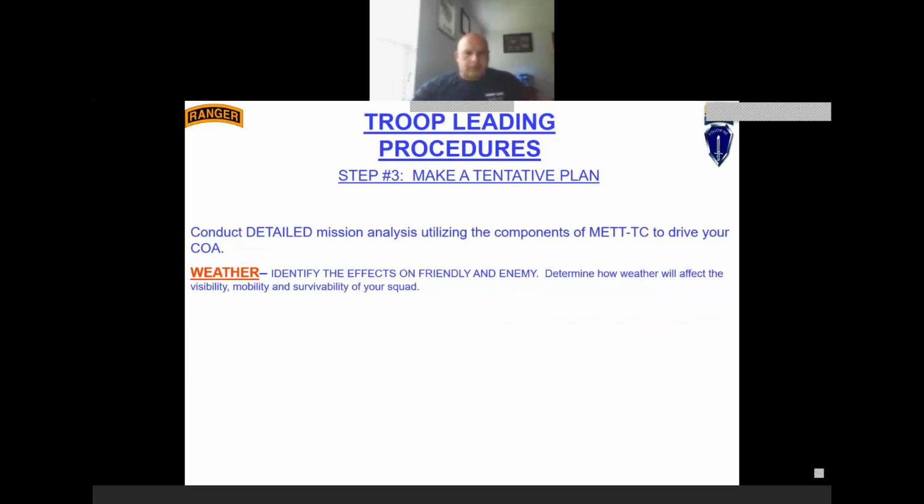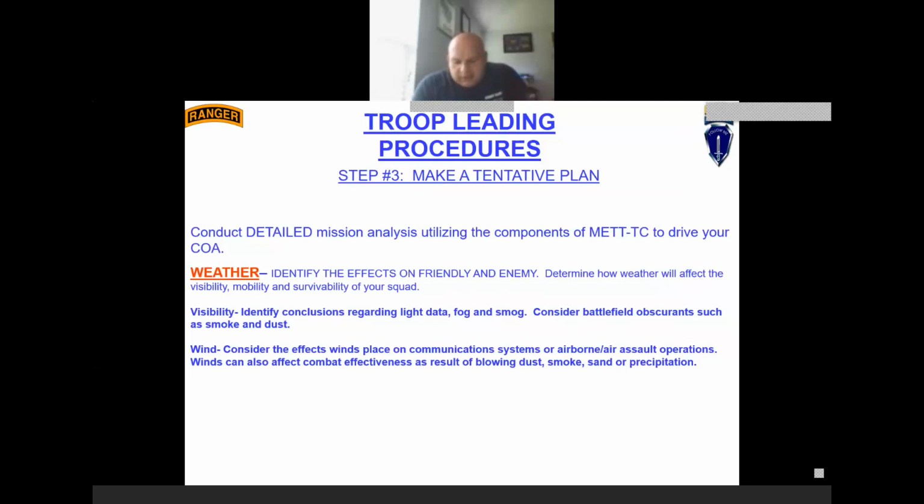Wind. Okay. Wind at significant speed can reduce the combat effectiveness of a force downwind, as a result of blowing dust, smoke, sand, and precipitation. The upwind forces usually have better visibility. Blowing sand, dust, rain, and snow can reduce the effectiveness of communication systems. Strong winds can also hamper directional antenna systems. Okay. What else? So tell me a plus for wind and a minus when we're looking at mission analysis.